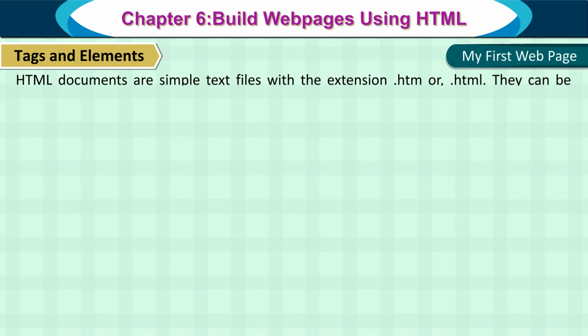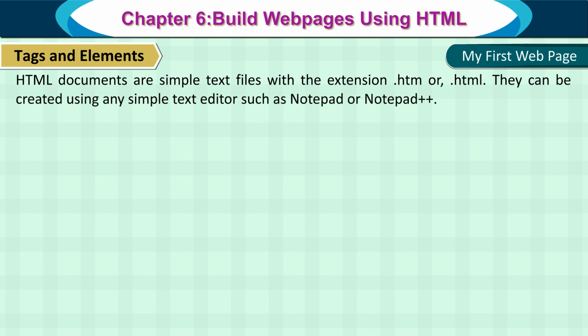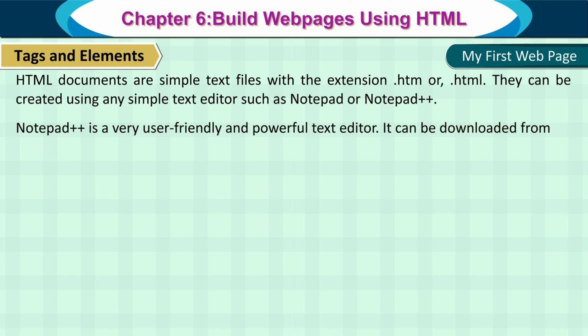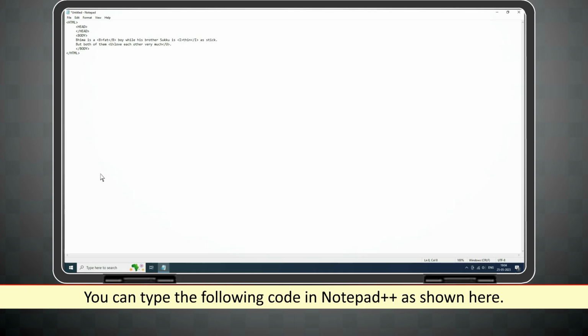My first web page. HTML documents are simple text files with the extension .htm or .html. They can be created using any simple text editor such as Notepad or Notepad++. Notepad++ is a very user-friendly and powerful text editor. It can be downloaded from https://notepad-plus-plus.org/downloads/v8.3.2.